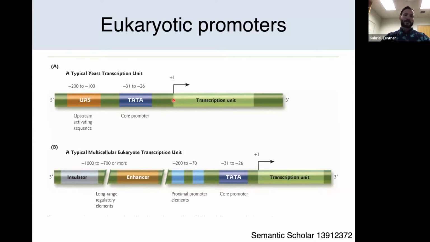But what I want to focus on for the purposes of my presentation is the black arrow here at the +1 base position. This would be the transcription start site for this yeast transcription unit. This black arrow would be the transcription start site for this metazoan unit. However, I would argue that this textbook model of transcription initiation, that transcription starts at a single position for every gene, is inaccurate in most cases.